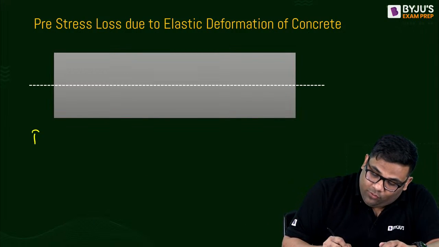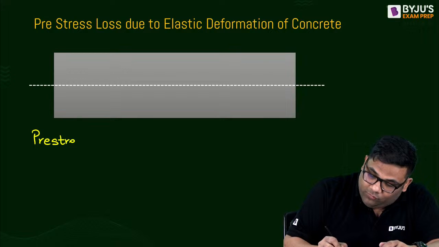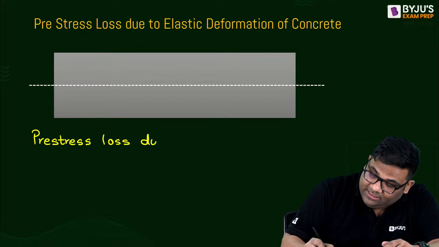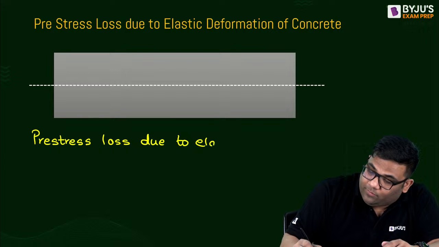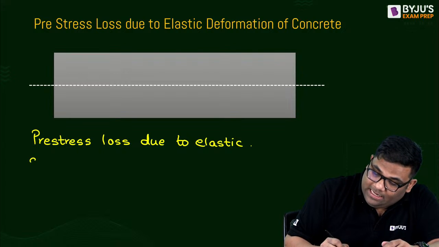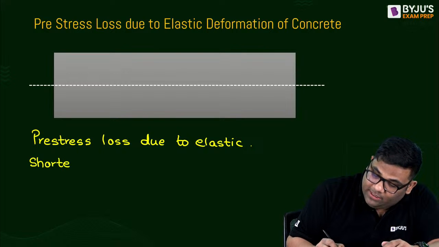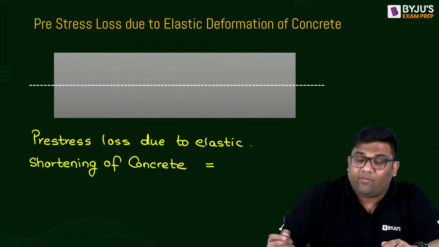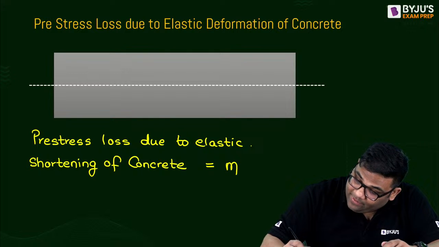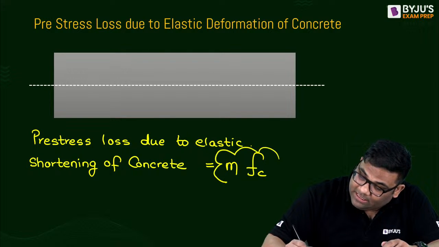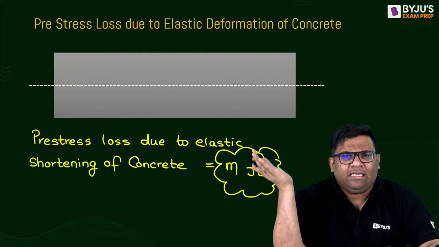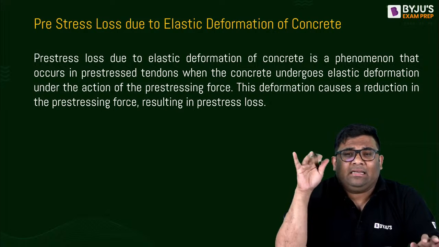I told that we are having some loss. So what is the value of that loss? The pre-stress loss due to elastic shortening of concrete is given by m into fc. What are these terms? We'll understand slowly, no hurry. m into fc. We'll understand the terms, but let us see the definition again.